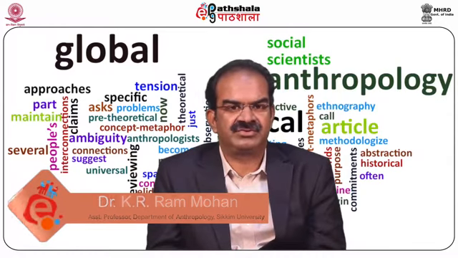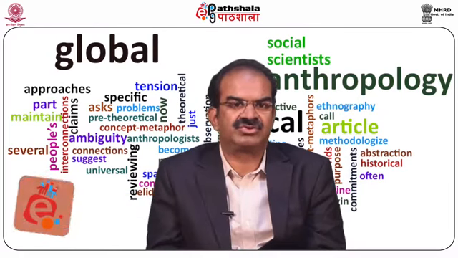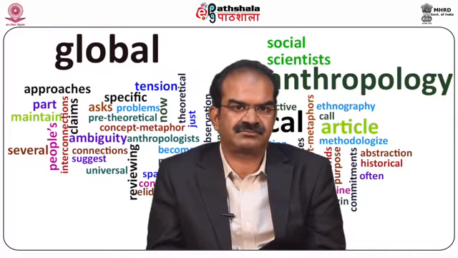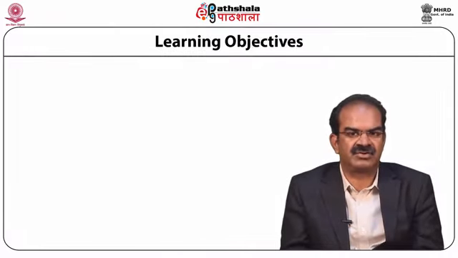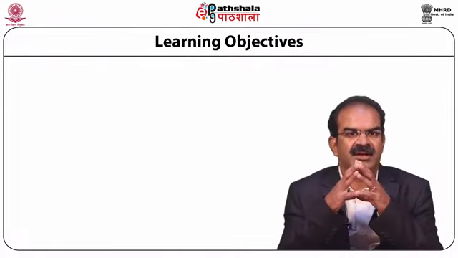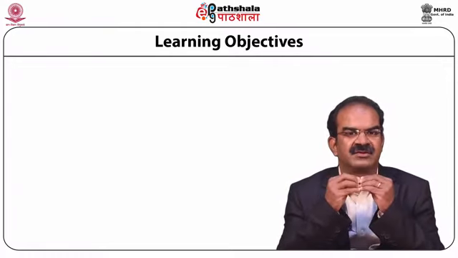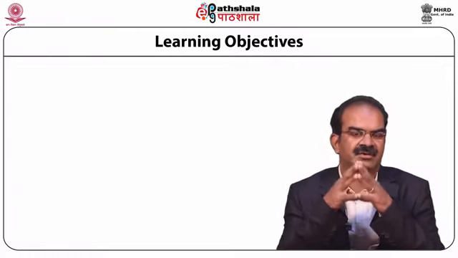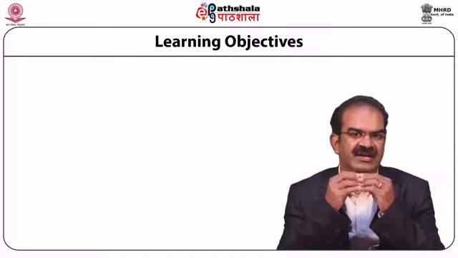Today we are going to talk about a module on configuration and pattern, Kroeber and Benedict, from the paper Theories and Methods in Social and Cultural Anthropology. So before we go to this module, let us see some of the learning objectives of this topic on cultural configuration and cultural pattern.